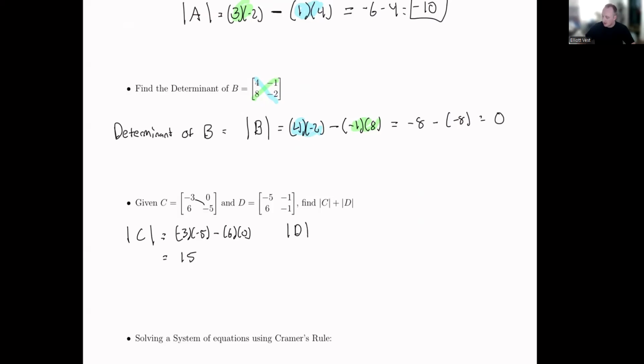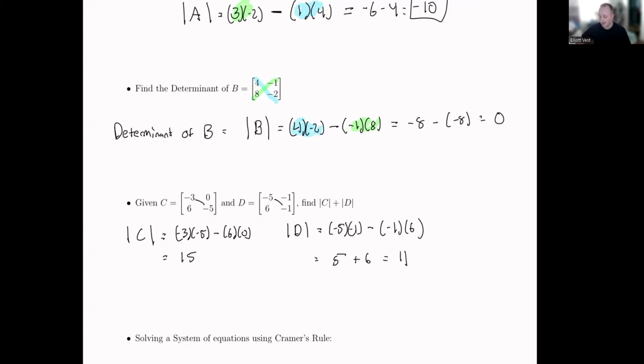The determinant of D is, again, I do negative 5 times negative 1. It's okay to write it out. I'm writing it out, you can write it out too. Minus 6 times negative 1. Like that. Either way, this diagonal is the second number. So I have what? 5 plus 6, or 11.